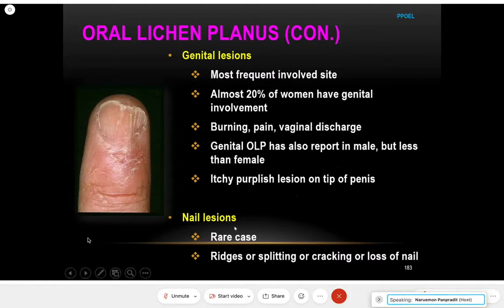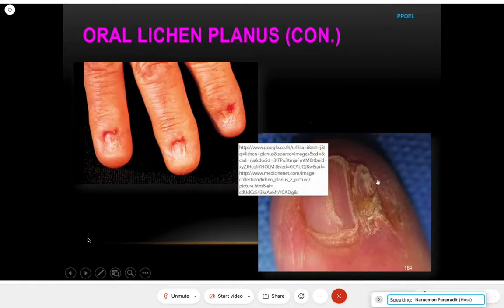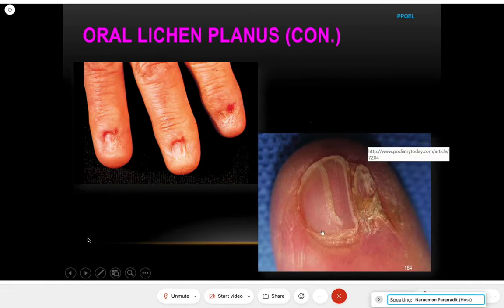like a papule. Another area you can see is nail lesions. It's a rare case, but the nail shows splitting or cracking or loss of nail. This is a characteristic of the nail lesion of lichen. This is an example of a nail with lichen, splitting nail or dystrophy, the nail character.